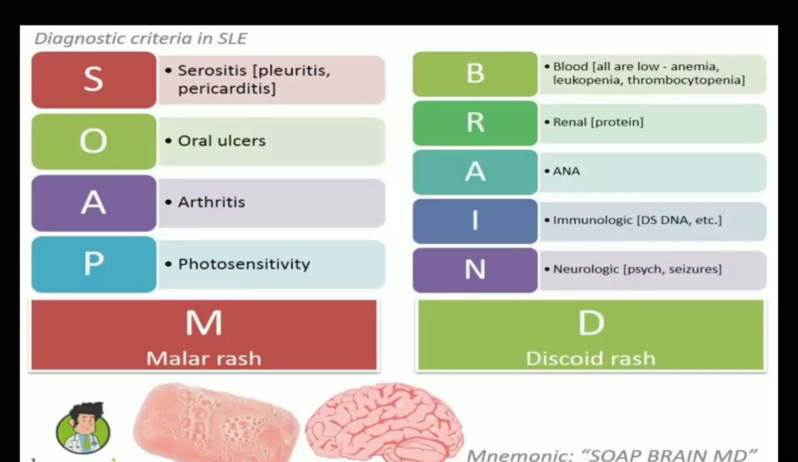Since it's not easy to memorize all the criteria of SLE, right? You can memorize all these criteria with a beautiful mnemonic, that is SOAP BRAIN MD, which I also learned during my medicine lectures. Here S stands for serositis, that is pleuritis and pericarditis, O for oral ulcers, A for arthritis, P for photosensitivity, B for blood criteria, R for renal, A for ANA, I for immunologic, and N for neurologic like psychosis and seizures. And lastly the MD, M for malar rash and D for discoid rash. So with this we can memorize all the criteria.